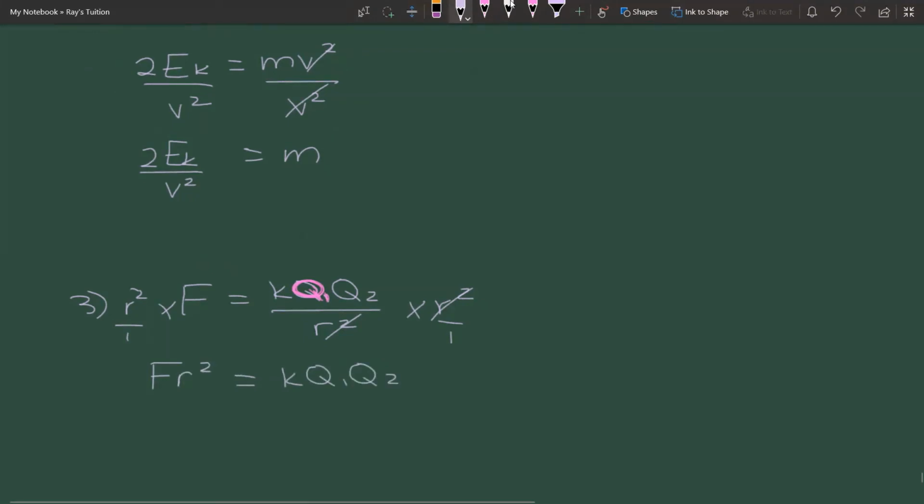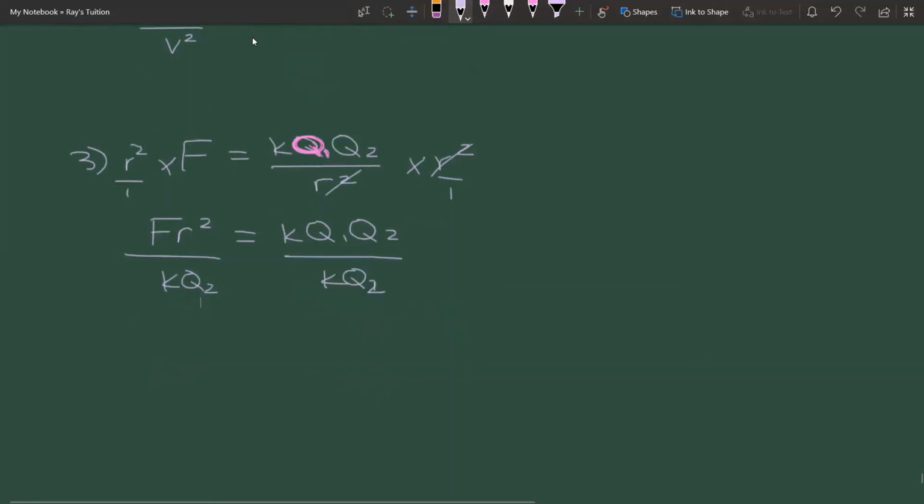The next thing we don't want is the K and Q2. So we can divide both sides by the K and Q2. Then the K and Q2 cancel on this side, leaving us with just Q1. And here we have that it's equal to F R squared over K Q2.